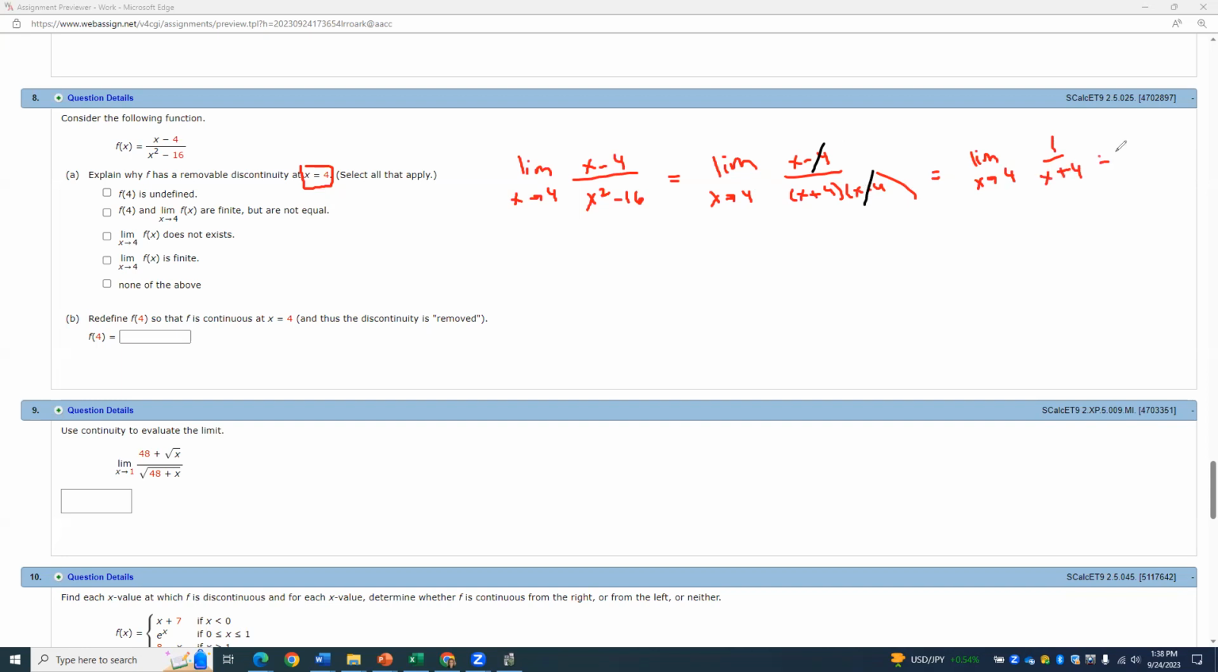So if we cancel out the x minus 4s, then we could substitute in 4, and we would get 1 over 8 as the limit. However, there's still a hole there. Bringing back our previous classes, there's a hole at 1 over 8, and there's an asymptote at x equals negative 4 if we really had to. That was previously. But then it says, explain why f has a removable discontinuity at x equals 4.